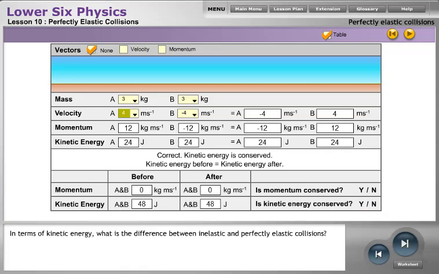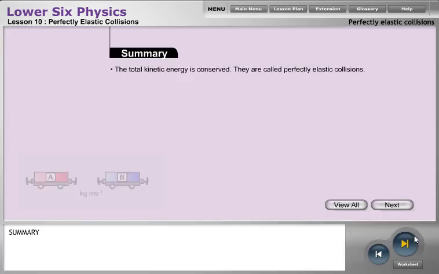In terms of kinetic energy, what is the difference between inelastic and perfectly elastic collisions? Answer: in perfectly elastic collisions, the kinetic energy is conserved by the trucks, but it is not conserved in perfectly inelastic collisions. Summary: the total kinetic energy is conserved. They are called perfectly elastic collisions. Momentum is conserved as always.